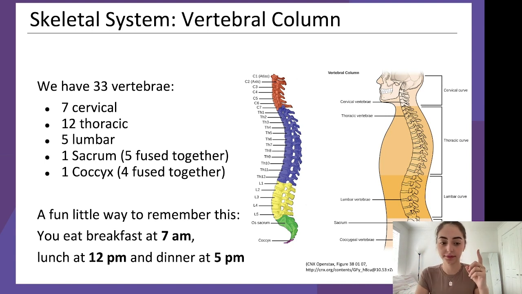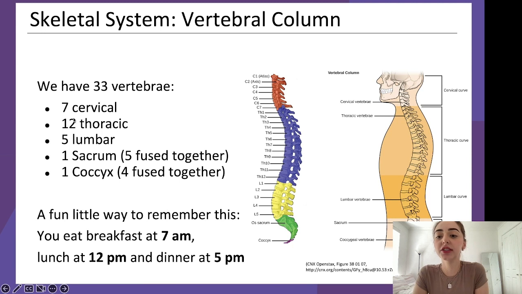And we have a coccyx, which is your tailbone. Again, that used to be four, but now they fuse together to just create one coccyx, or coccygeal vertebrae. Those are all the sections of your spine.